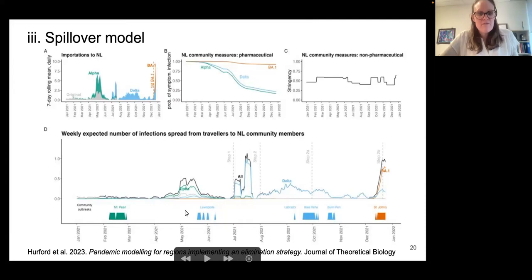At the bottom, I have plotted where there actually are spillovers. So in February 2021, there's a spillover of the Alpha variant. In May, June, there's a spillover of the Delta variant in Lewisport. There is a very high risk of spillover of the Omicron variant in December, and that does actually happen. But other than that, I don't know that there's a very good relationship between spillovers actually occurring and them being likely to occur based on travel volume and everything else that went into the model.